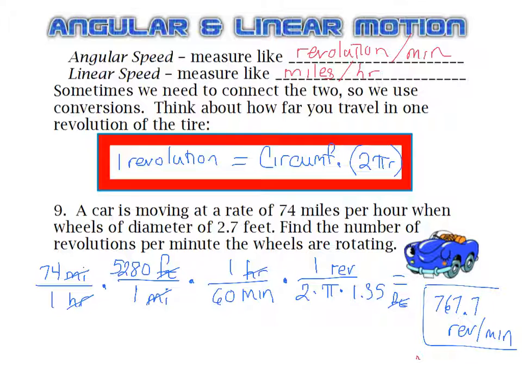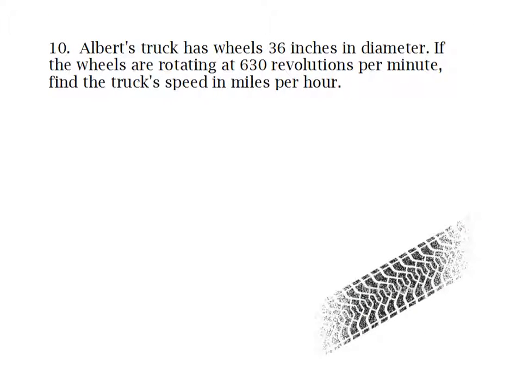Let's try one more. This example goes the other direction. We know how big the wheels are, and we know that the wheels are rotating 630 revolutions per minute. We want to find how fast the car is going, or the truck, in miles per hour. It's just like the problem we did, only you're going to go backwards. You're going to start with your revolutions per minute and turn them into miles per hour.